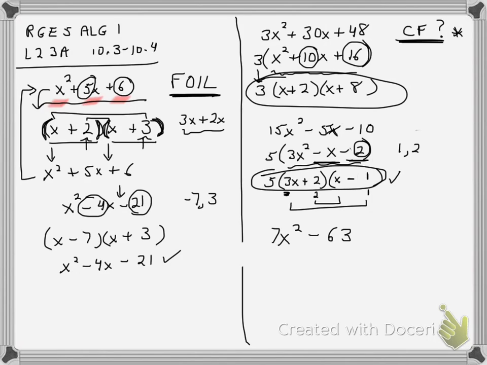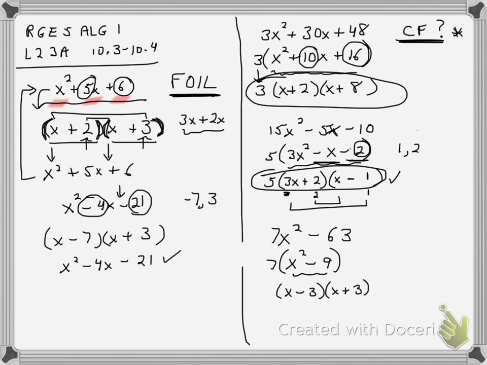What is my very first question always? Do I have a common factor? In this case, I do. It would be 7, and 7 times 9 is 63. This factors, I recognize that, to factor to the difference of a sum and a difference. Okay, x minus 3 times x plus 3.